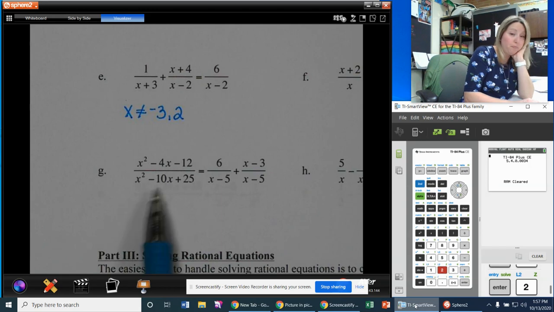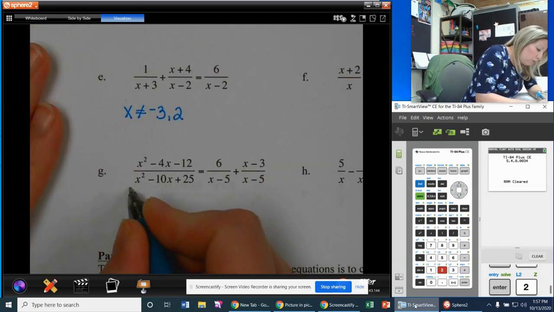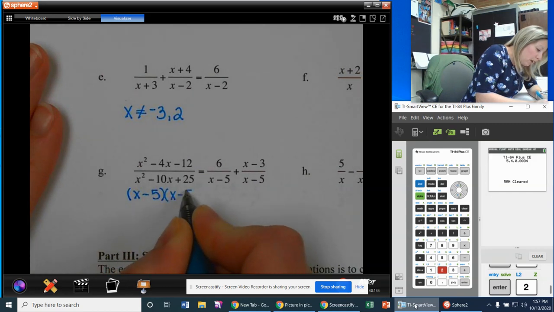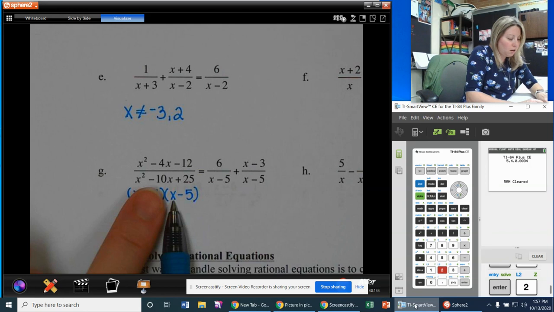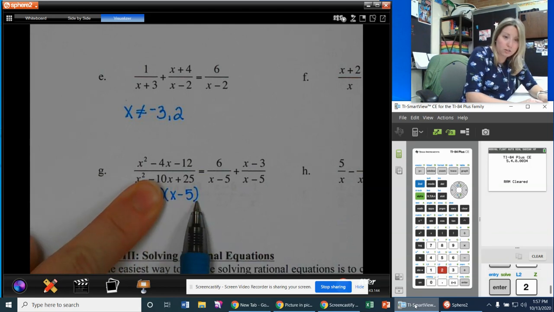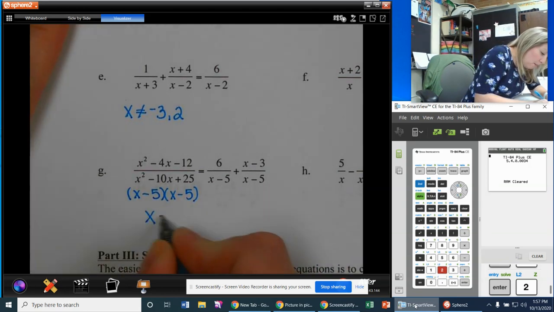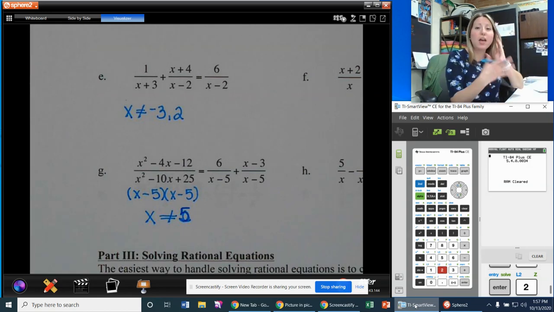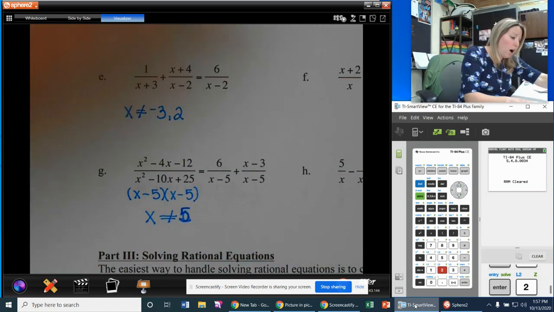Now down here, remember that we factored this on the other page, and so it was really x minus 5 times x minus 5. And think about it. 5 minus 5 is 0, so x cannot be equal to 5. I wanted to say 0 again, but that's just not true. It's 5. That's how you look at these.